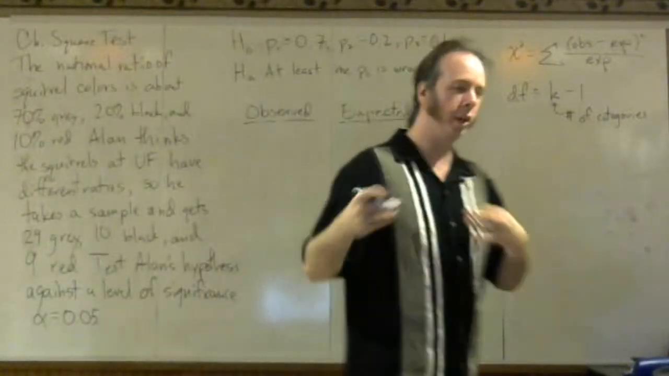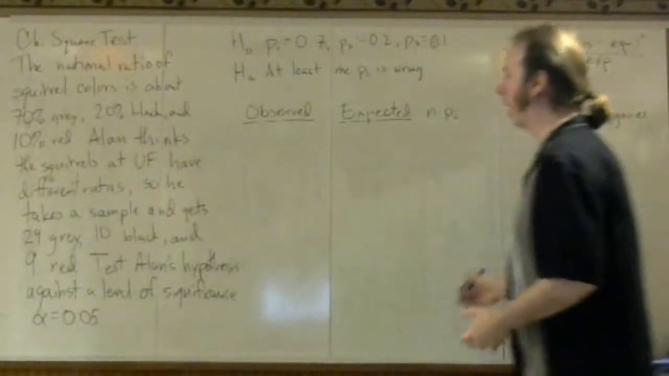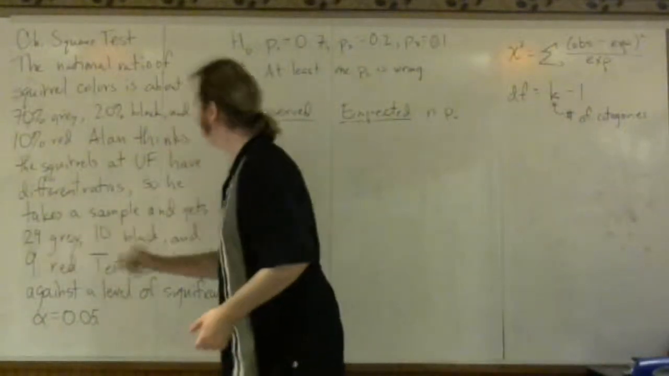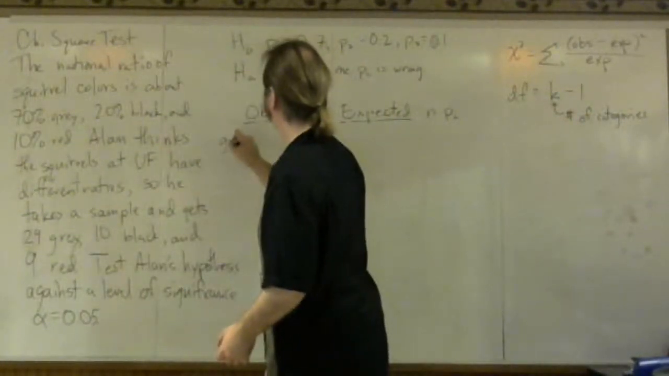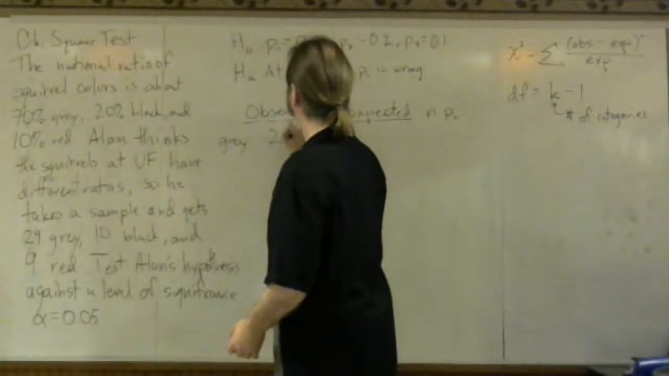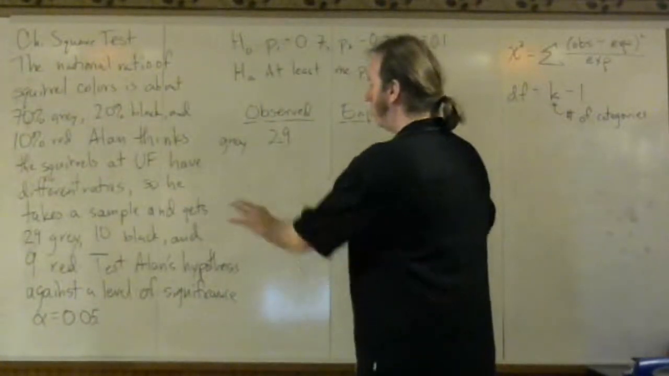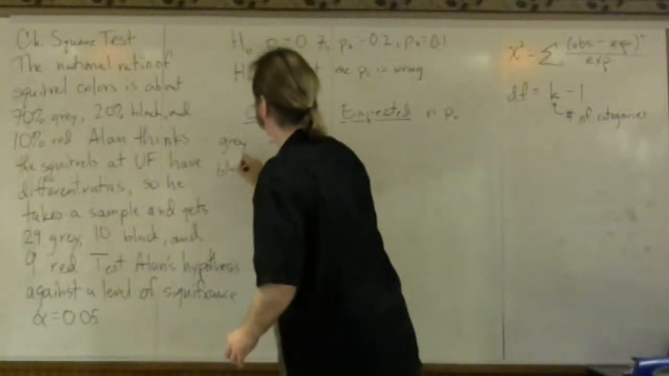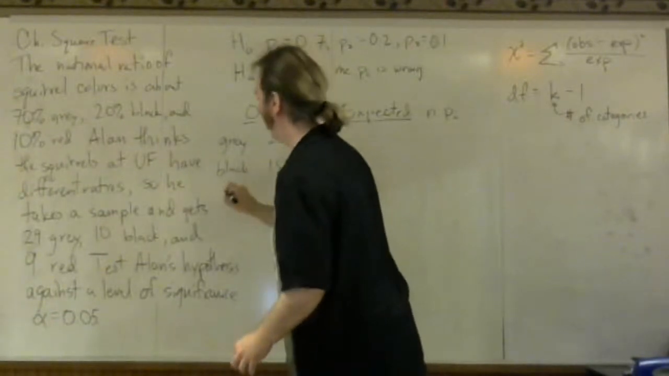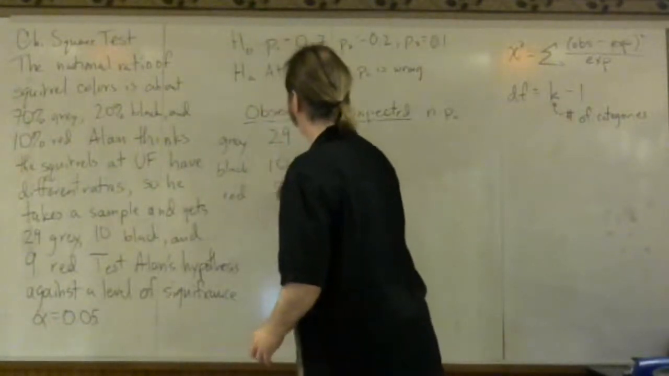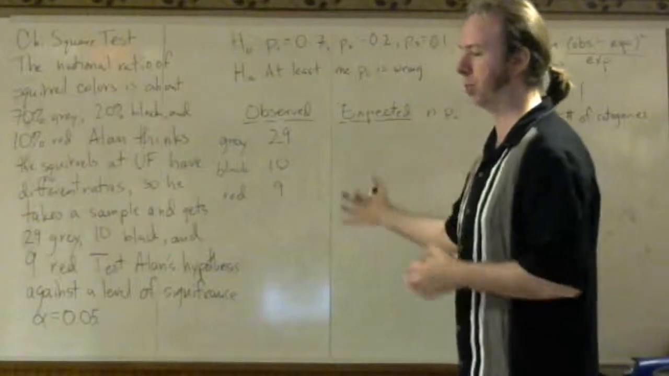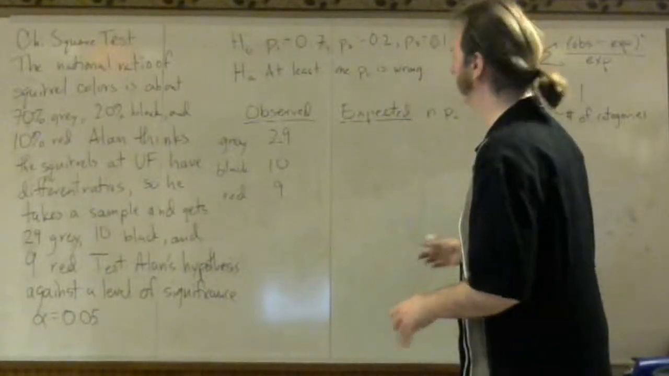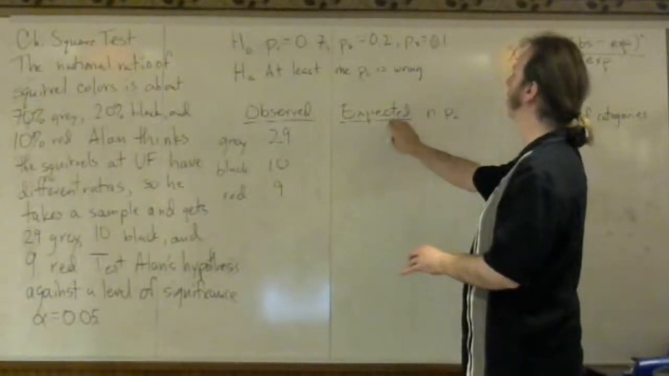So now we need to kind of make a list of the data that we've got. We've got 29 gray squirrels, 10 black squirrels, and 9 red. Those are the observed values for the different categories.